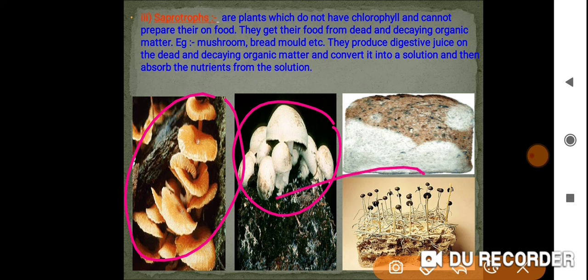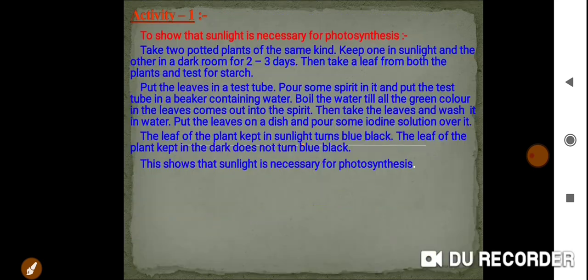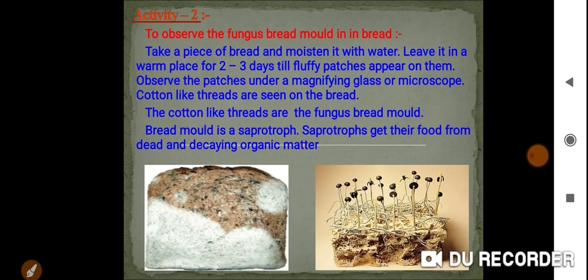In the same way, the activity 1.2 that we discussed also explains the saprotrophic relationship between the bread mold and the fungus. The fungus grows on dead and decaying matter, and then the bread mold gets its food. So this is the relationship between the bread mold and the fungus. In this way it works. This saprotrophic mode of nutrition comes under the heterotrophic mode of nutrition.